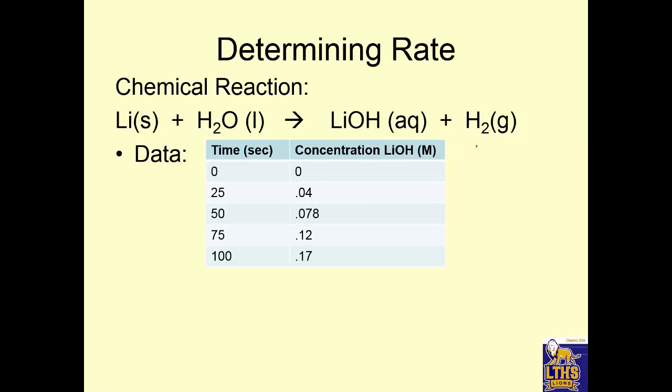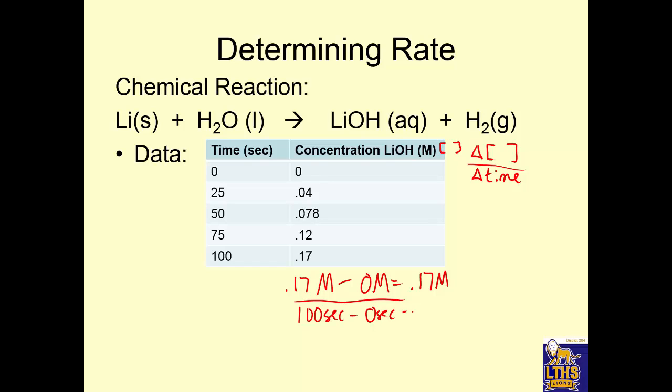So if we want to calculate the rate, we need to take the change in concentration, and a bracket can be used as the symbol to show concentration, and we need to take it over the change in time. In this example, the time is seconds. So we take the concentration, 0.17 molar minus 0 molar is 0.17 molar, over the time, so 100 seconds minus 0 seconds equals 100 seconds, and then you divide and you get 0.0017 molar per second. So the concentration of the product over this time span changed by 0.0017 molar every second. And so that's the rate of the reaction because it's a concentration over time.